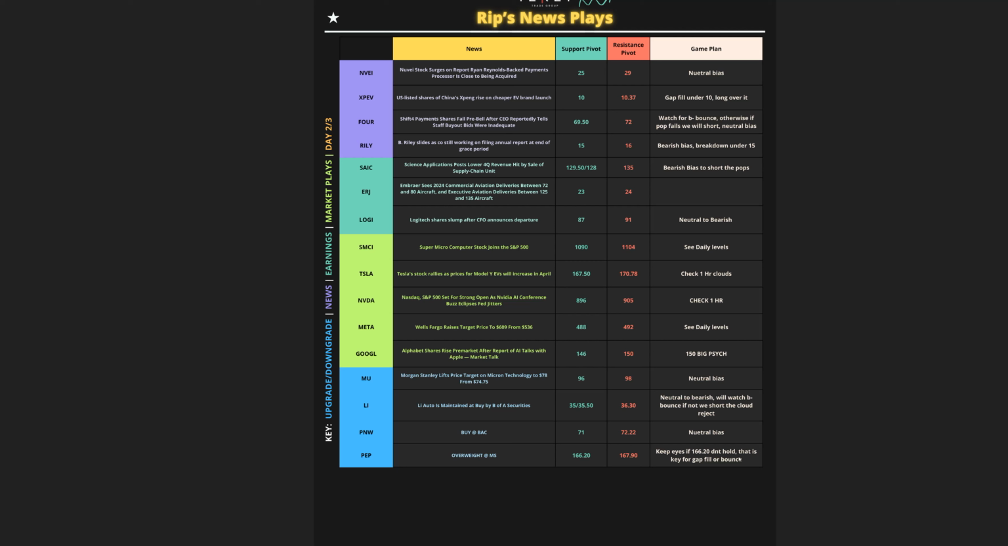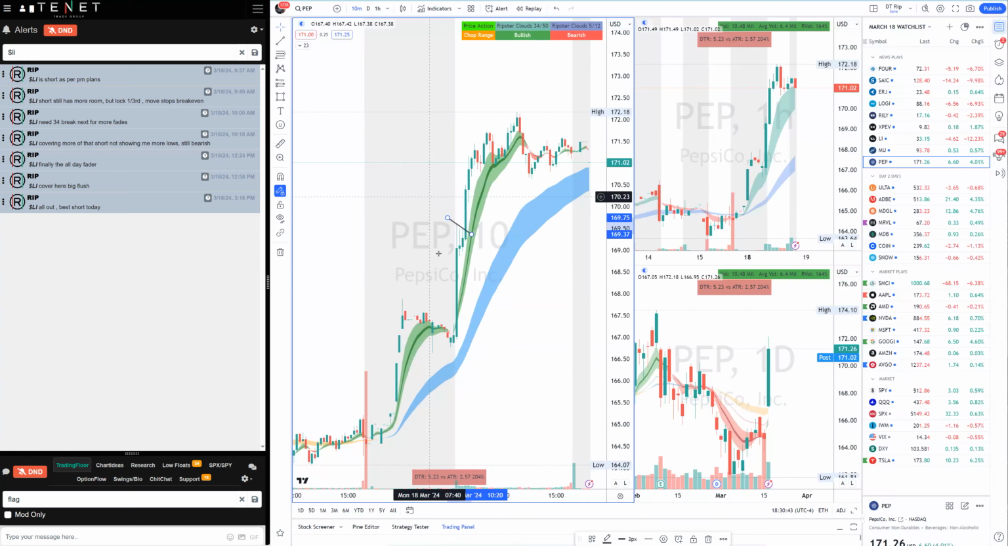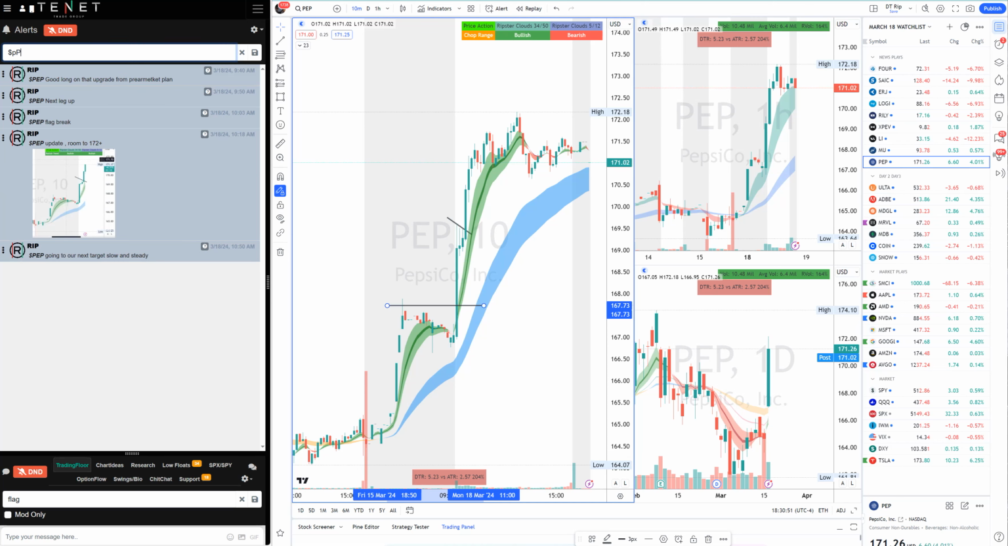If it doesn't hold, then we will gap fill. If it holds, we will bounce, and the resistance pivot is 167.90. As soon as it breaks the resistance pivot, that's a long, right? It didn't even pull back, and that's where you long it. Pepsi was just a good long.